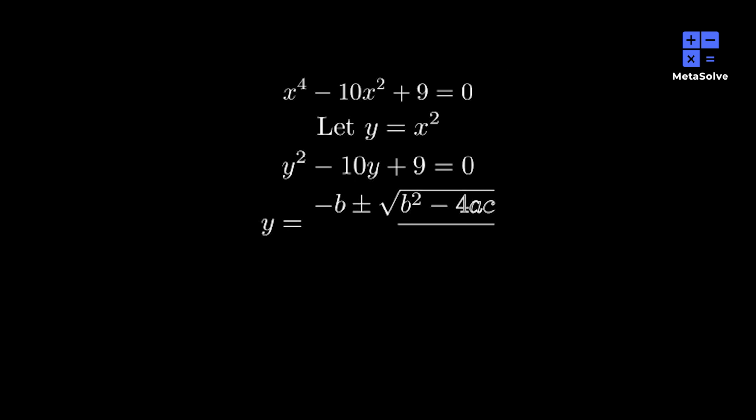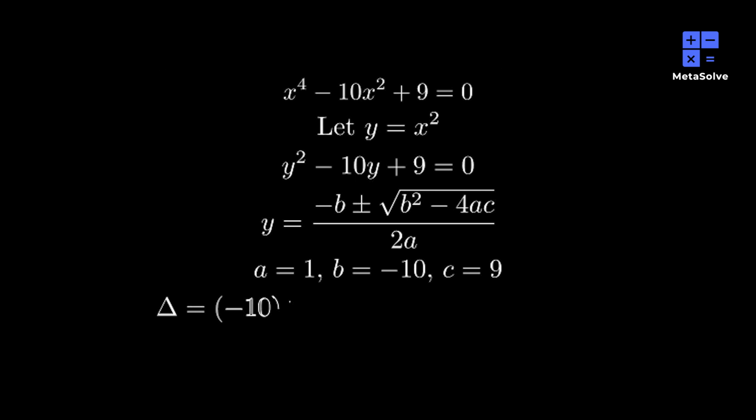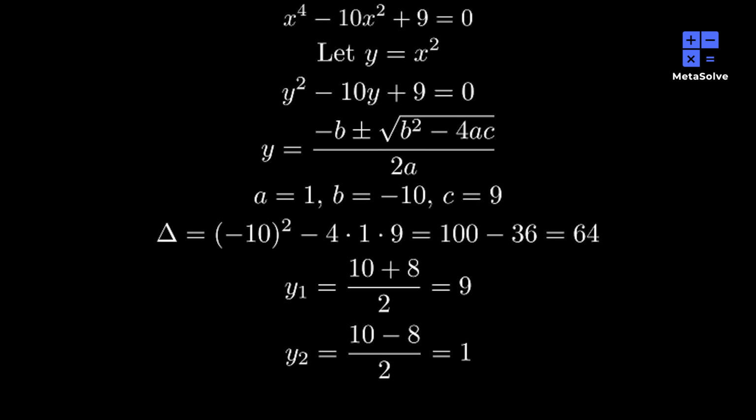Let's use the quadratic formula to solve for y. Let's calculate the discriminant. That's b squared minus 4ac: negative 10 squared, minus 4 times 1 times 9. That equals 100 minus 36, or 64. Now we can substitute into the formula. y equals 10 plus or minus the square root of 64, over 2. This means y equals (10 plus 8) over 2, and also y equals (10 minus 8) over 2.